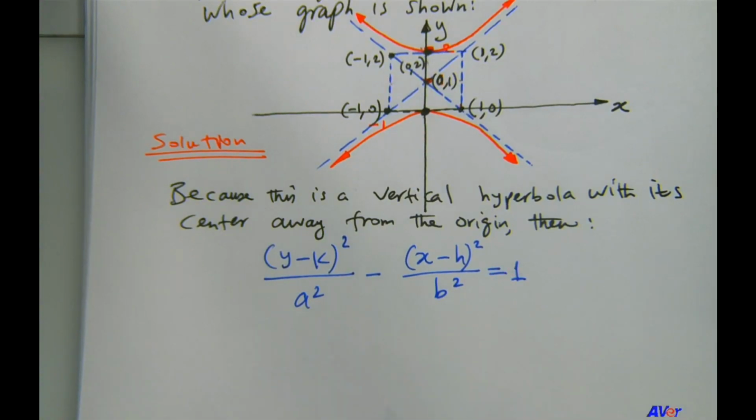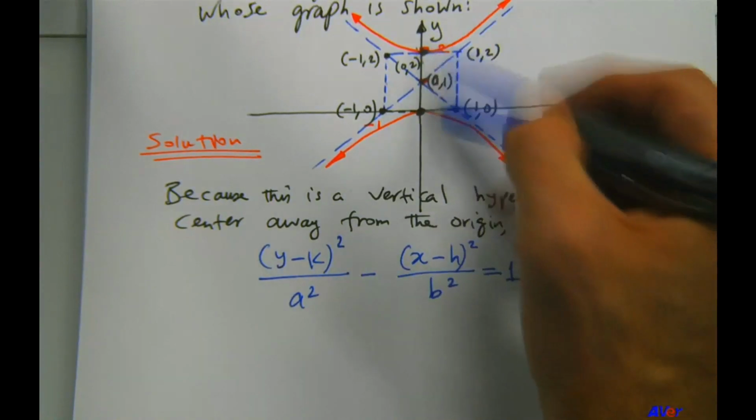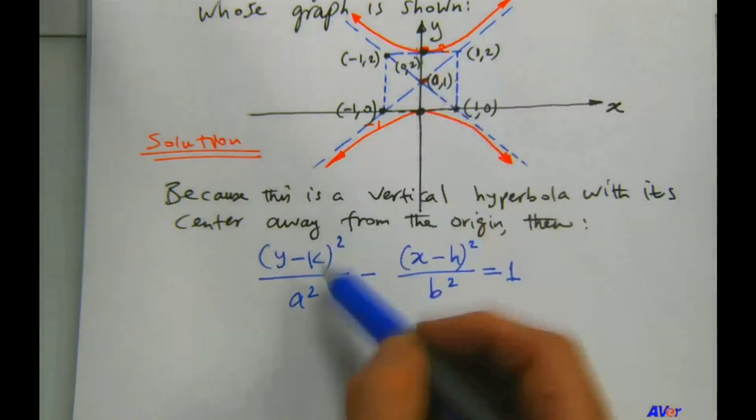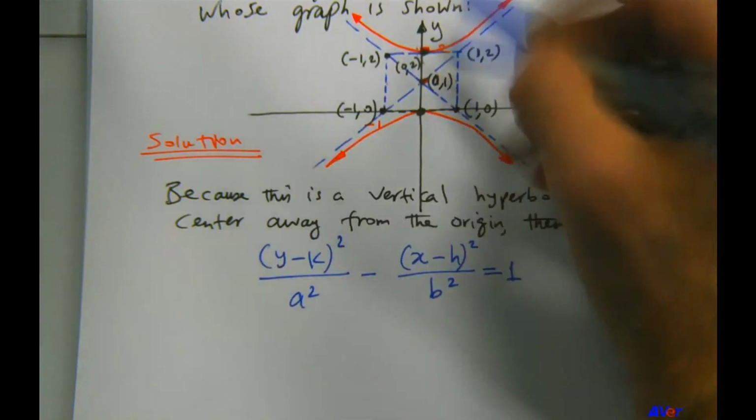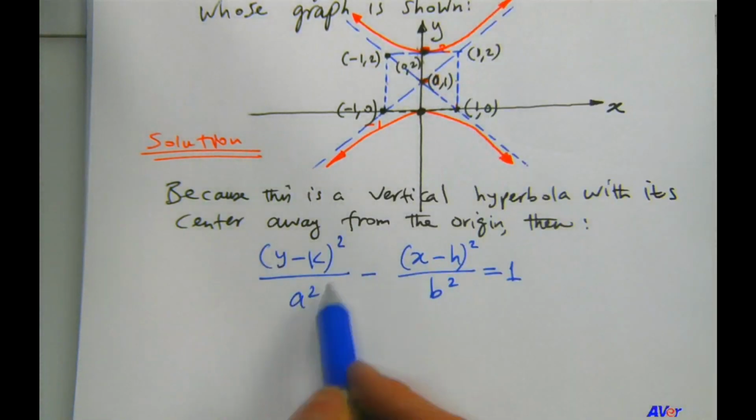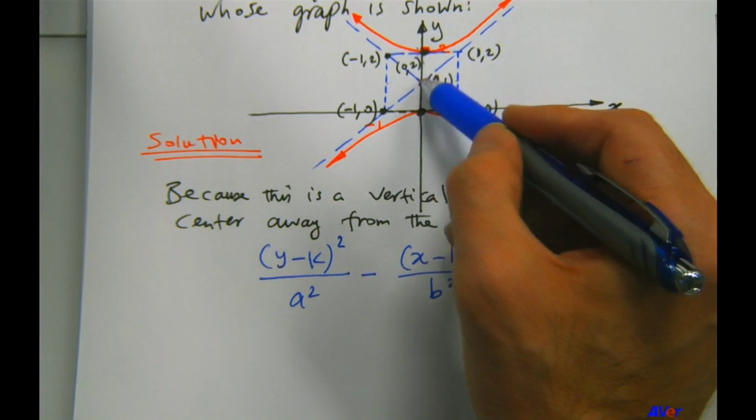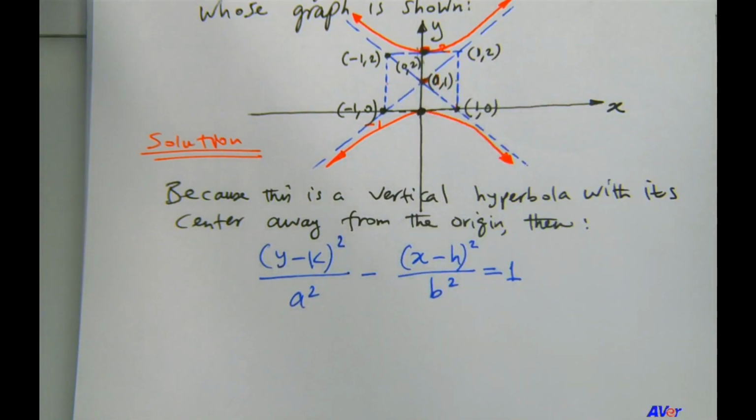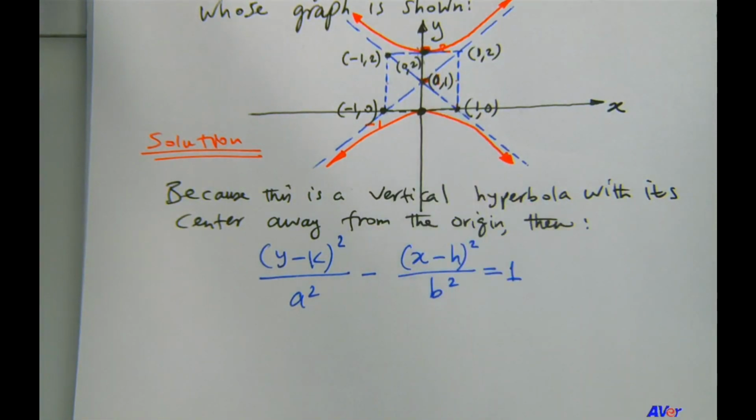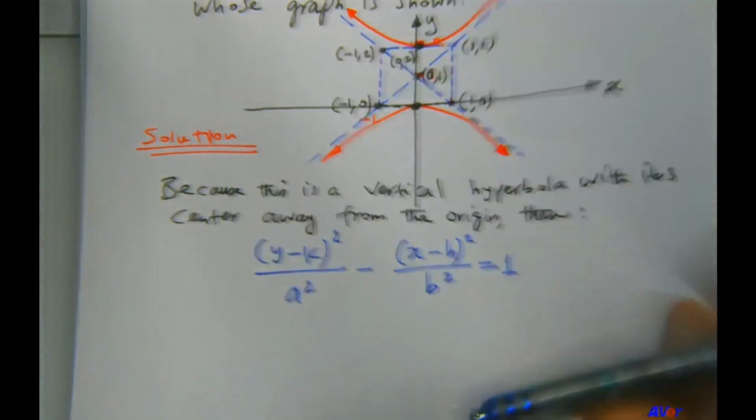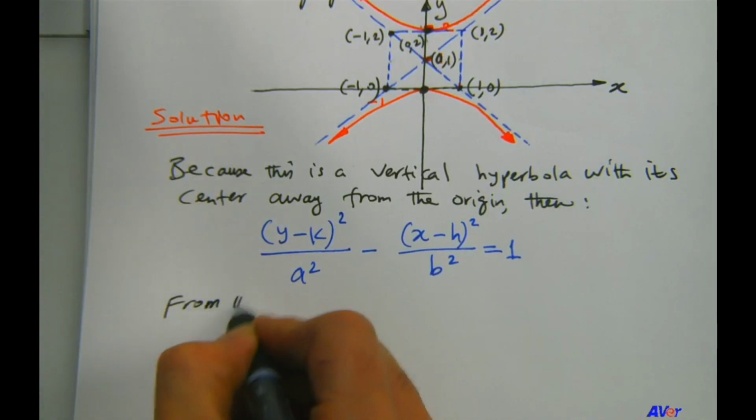Okay? So because of that, the vertices are along the y-axis. They could be off the y-axis somewhere here, but still the general equation for that would look like this. But the center here is not at the origin. It's at 0, 1. We know that. So from the graph, the graph is so detailed, it gives us a lot of good information.